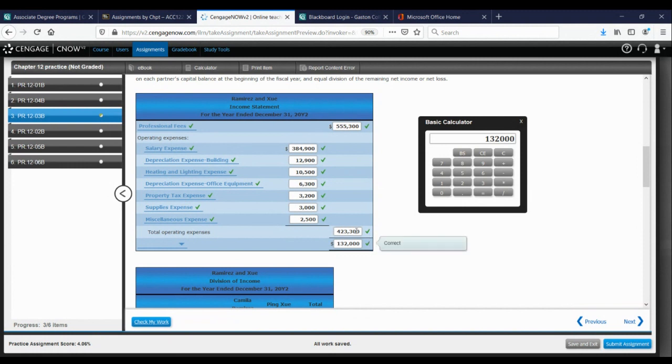In review, remember that an income statement is always going to be prepared first, because we're going to need this $132,000 to prepare the next financial statement. Also, an income statement is prepared for a period of time. So this is the entire year that had ended on December 31st, 2000 Y2. The amount of the net income is $132,000.